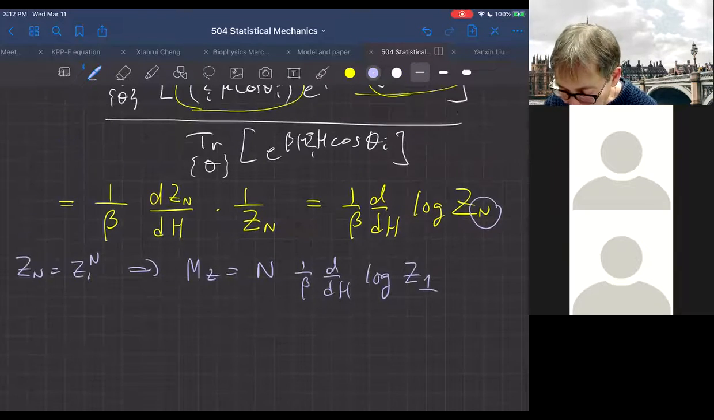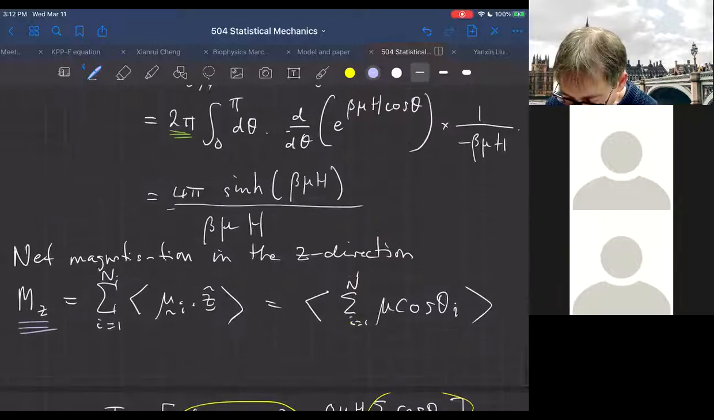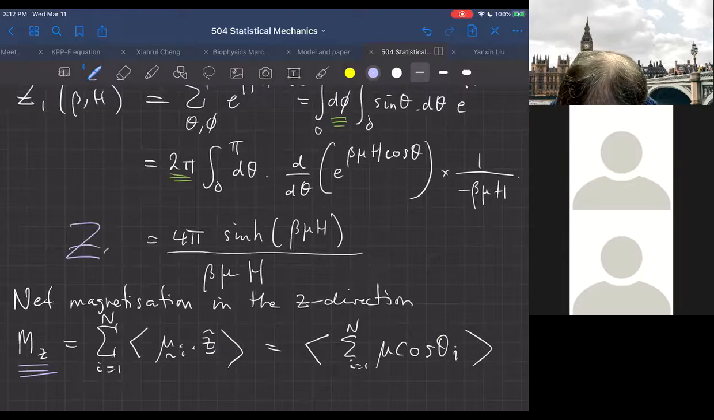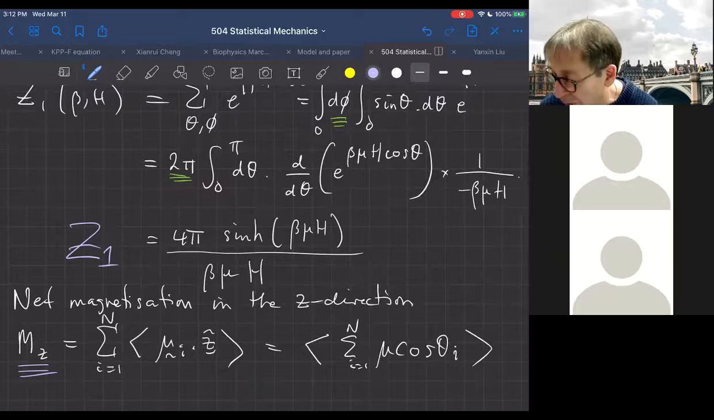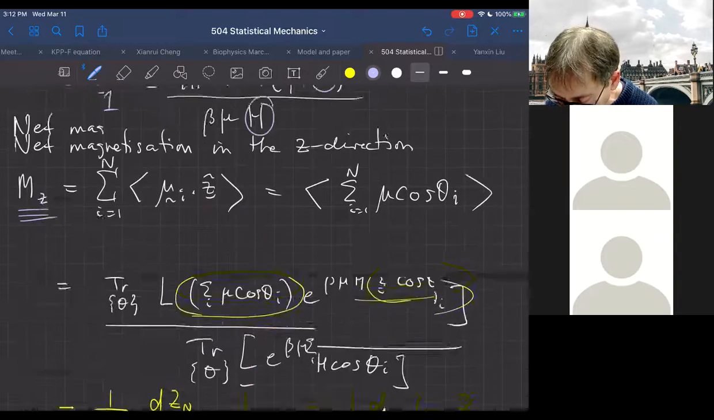So what I've got to do now is I've got the partition function for one spin. So there it is, there's Z1. And so what do I have to do? Well, I just have to differentiate this with respect to H, and H appears here and here. So I'm going to get two terms, one that comes from differentiating psi, which is going to give me a coth, and another term that comes from differentiating this.